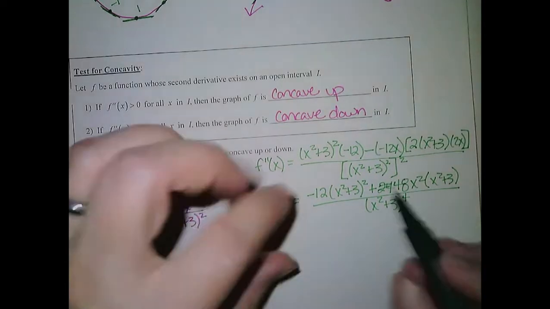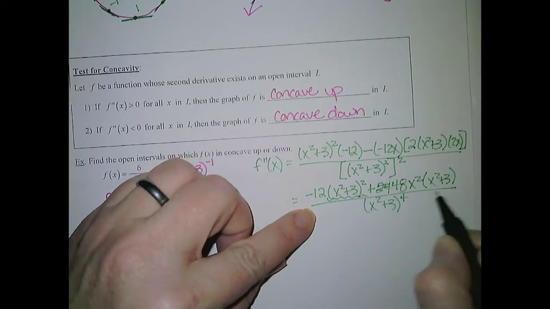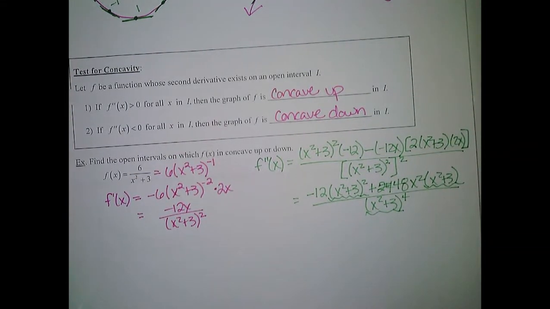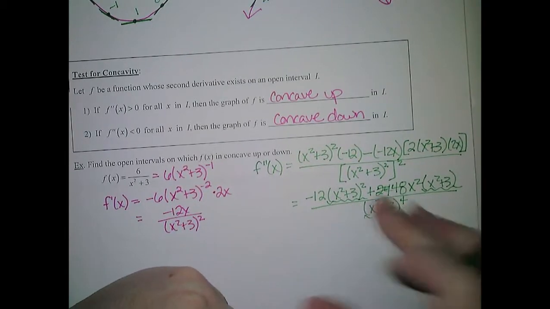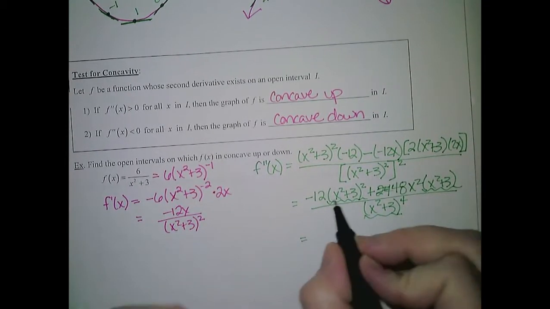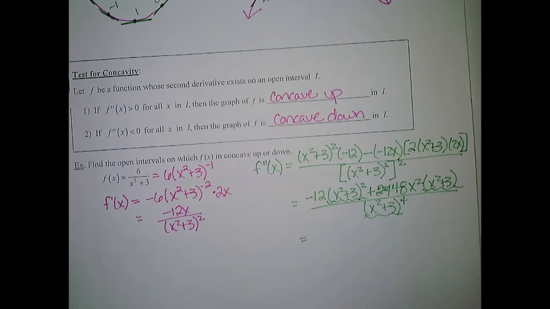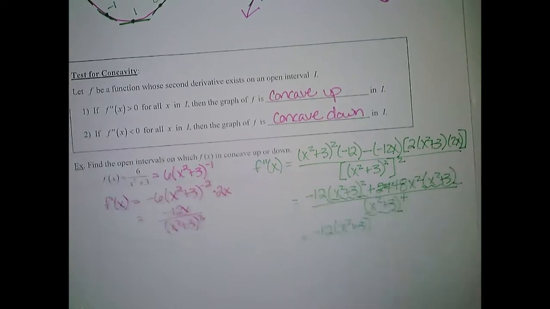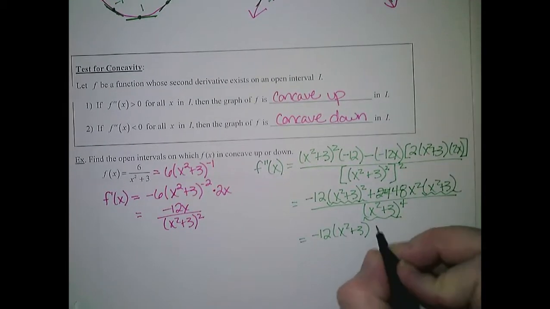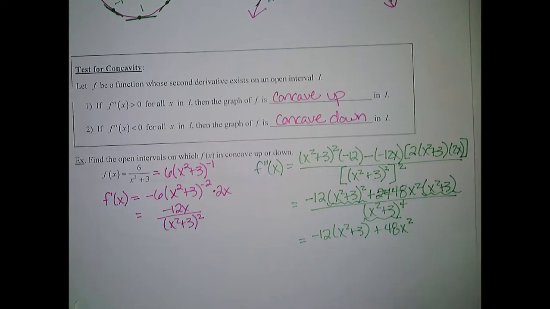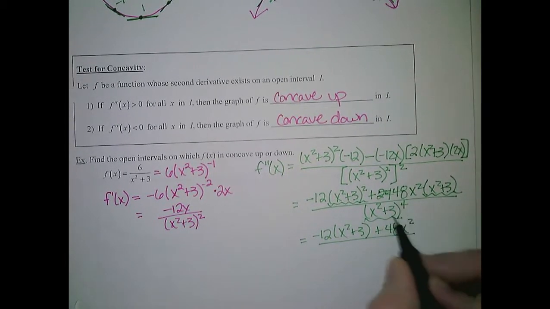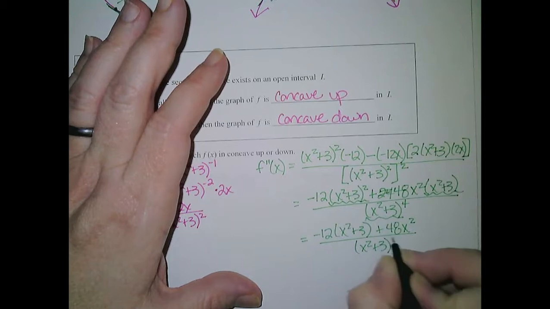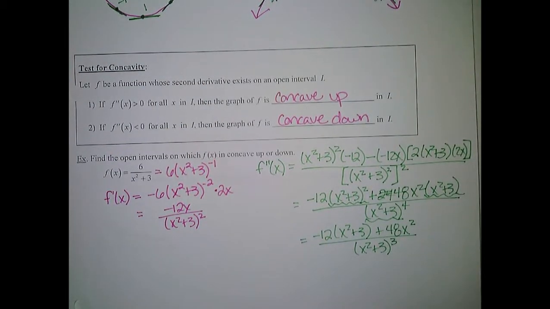Now at this point, notice that we have a factor of x squared plus 3 in all 3 of our terms. So I'm going to go ahead and reduce all of these by a factor of x squared plus 3. If I take out an x squared plus 3 from this term, that's still going to leave me with one of the x squared plus 3's, because right now I've got 2 of them. If I take it out of this term, then that leaves me with 48x squared. And if I take one of the factors of x squared plus 3 out of the denominator, then I have (x squared plus 3) cubed.